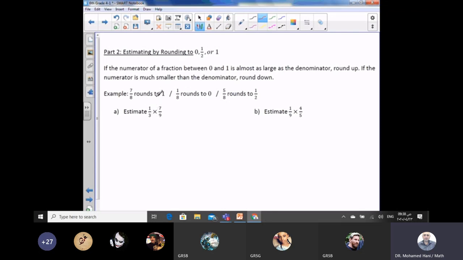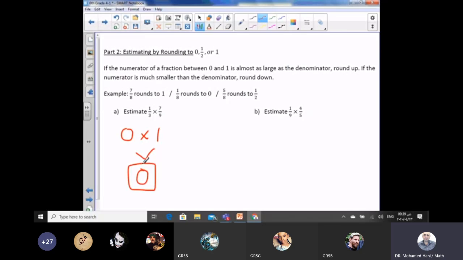Well, 1/3 is pretty far away, so I would estimate that to be 0. 7/9: 7 and 9 are pretty close together, so I would say that's closest to 1. And 0 times 1 is 0. Remember, anything times 0 is 0.